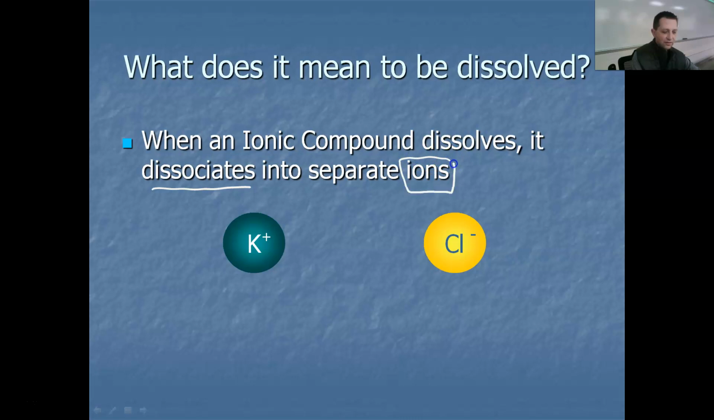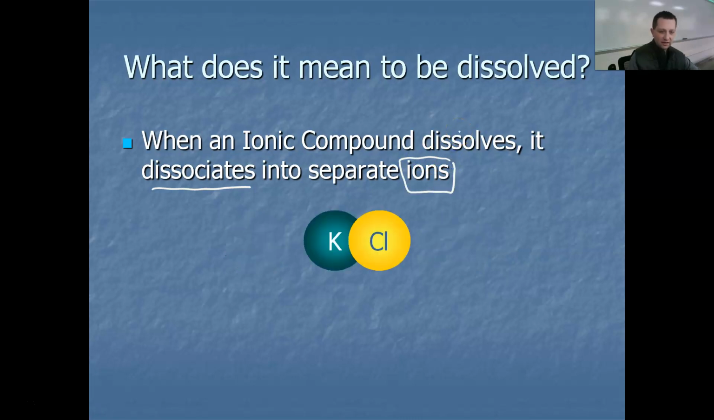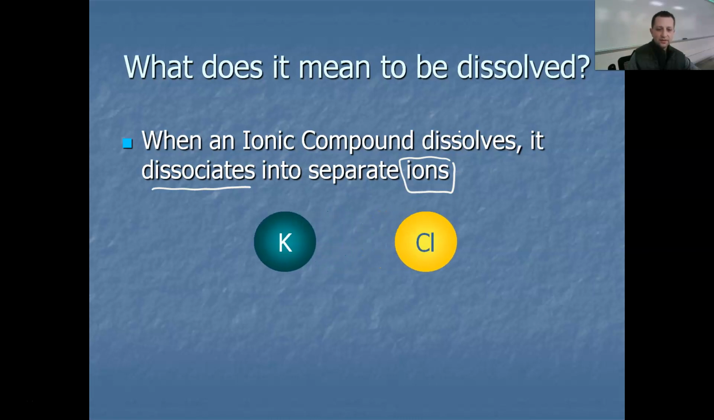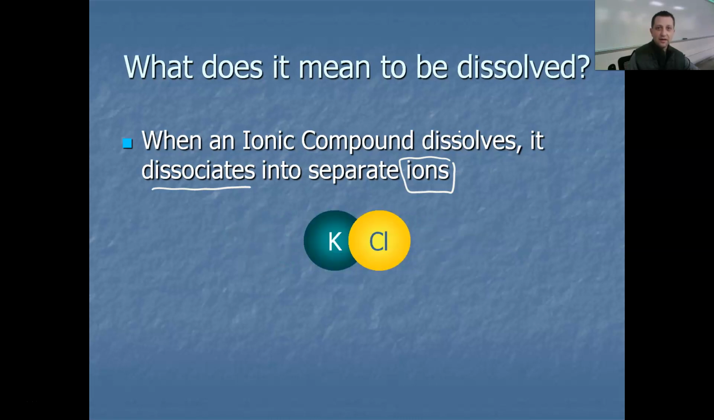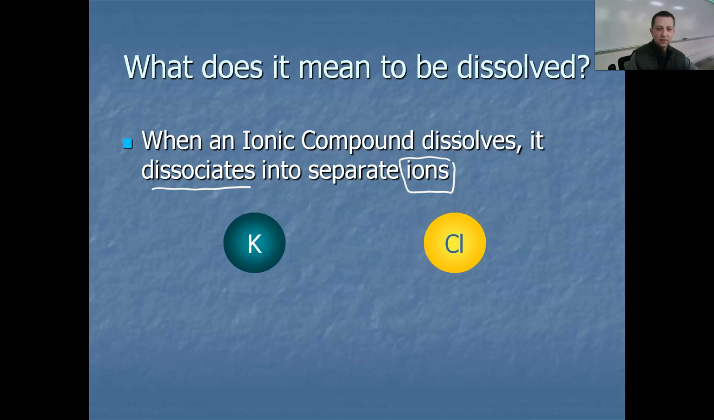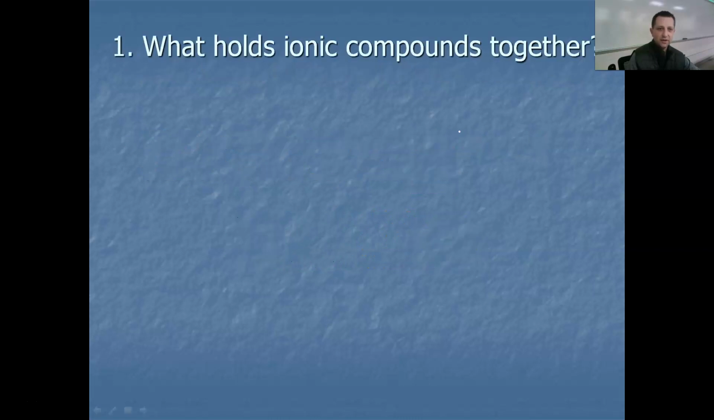It dissociates into ions. Okay, so we have our initial KCl piece here, right? And then when it dissociates, the charges show up. All right, so there are no charges when it's combined, and then when it's separate in water, when it dissociates, we have the charges that show up.